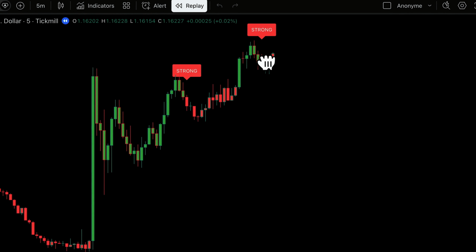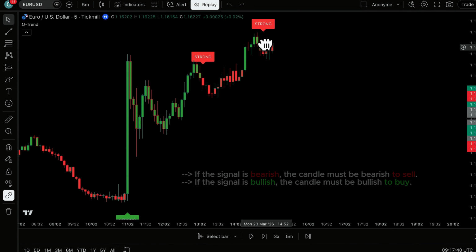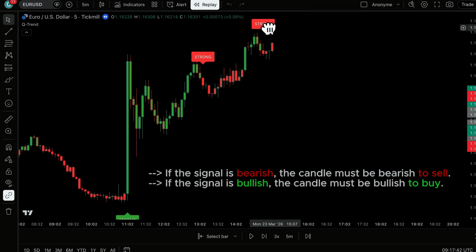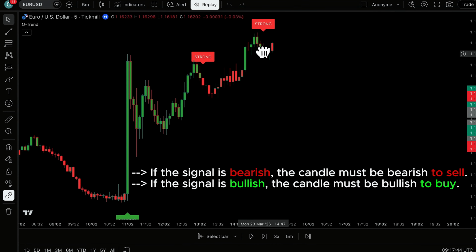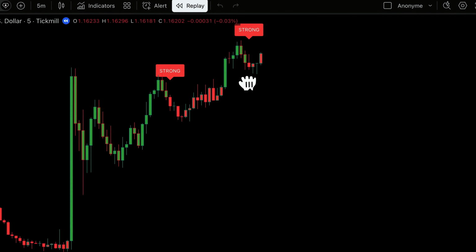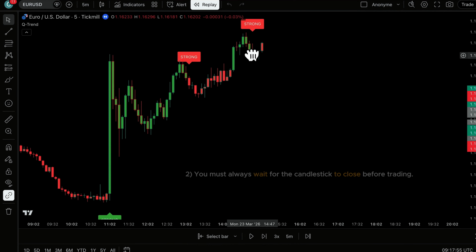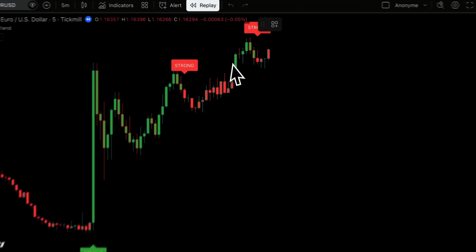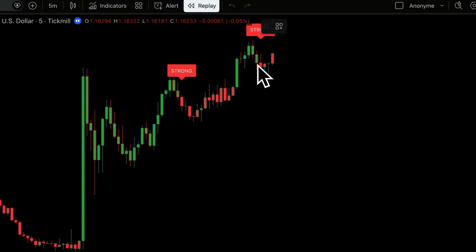The first rule to follow for this strategy is that when the technical indicator gives a sell signal, the candle giving the signal must be bearish. The second very important rule is that you must wait for the candle giving the signal to close before buying or selling. Here, we're taking a short position at the level of this candle.